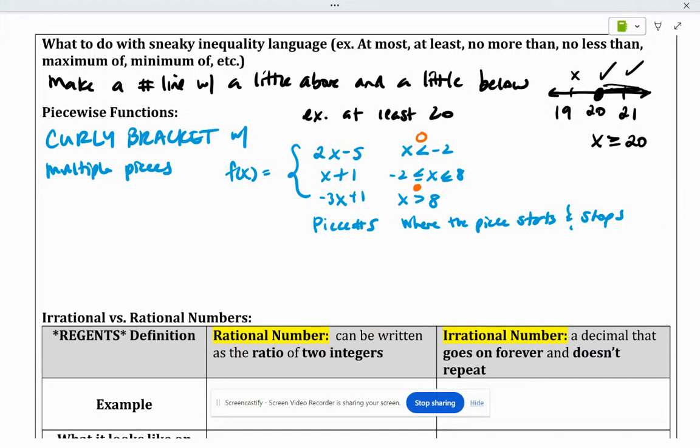Is 8 going to be a point on the line? It is, and it's going to be filled in because of the inequality symbol. And then what about x is greater than 8? That's going to be an open circle, okay? So go through, and this will tell you what the endpoints of each one of the pieces should look like. So that's going to be step 1, figure out the endpoints.